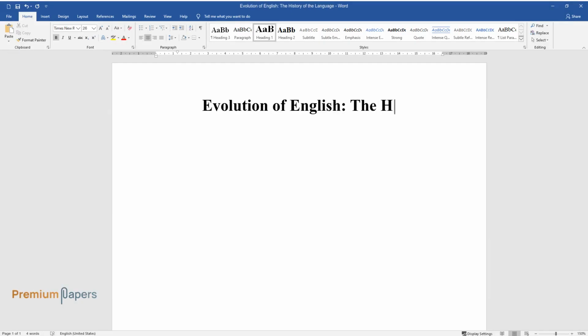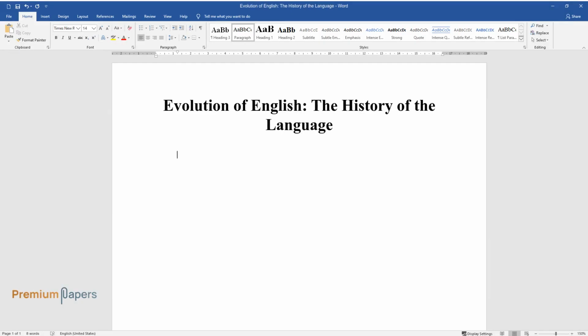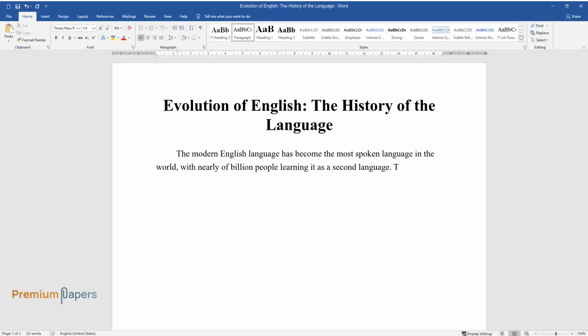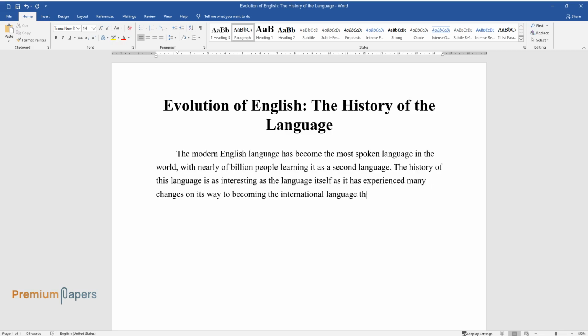Evolution of English, the history of the language. The modern English language has become the most spoken language in the world, with nearly a billion people learning it as a second language. The history of this language is as interesting as the language itself, as it has experienced many changes on its way to becoming the international language that the world speaks today.